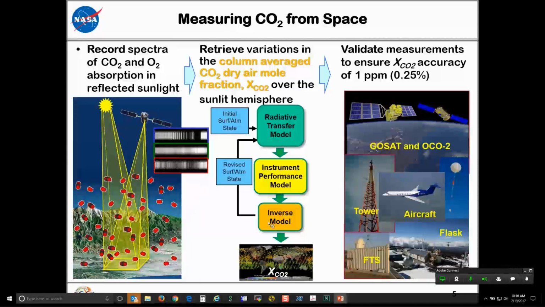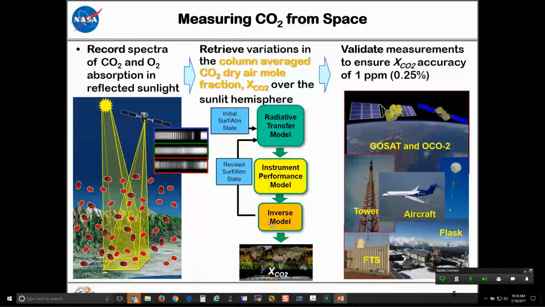Most of the sources and sinks that we know of for CO2 produce variations in the column average CO2 dry air mole fraction that are of order 1 ppm or smaller, at 400 ppm. So we need a very, very precise and accurate measurement. Because of that, we actually have to verify and validate the measurements against every possible validation source.